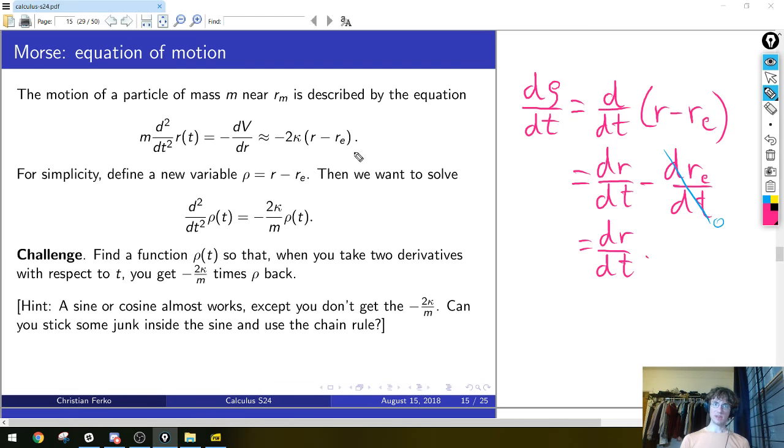Why am I saying that? I'm saying that because even though we've defined a new variable rho, which changes the right-hand side because we can replace r minus r sub e by rho, it doesn't change the left side. If we take two derivatives of r with respect to t, that's the same as taking two derivatives of rho with respect to t, because they differ by a constant, and the derivative of a constant is 0. Even if that's not totally clear, just black box that entire discussion and focus on this equation now. So now we have a new equation.